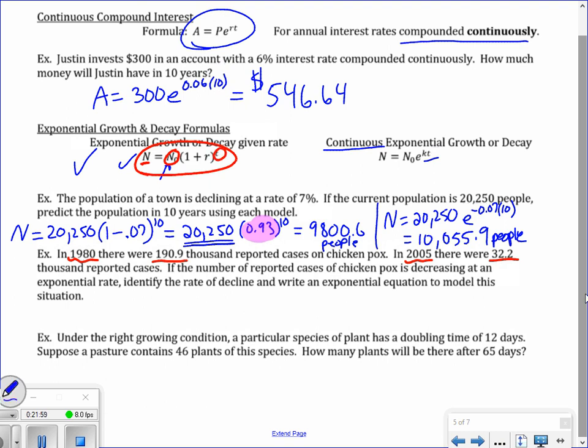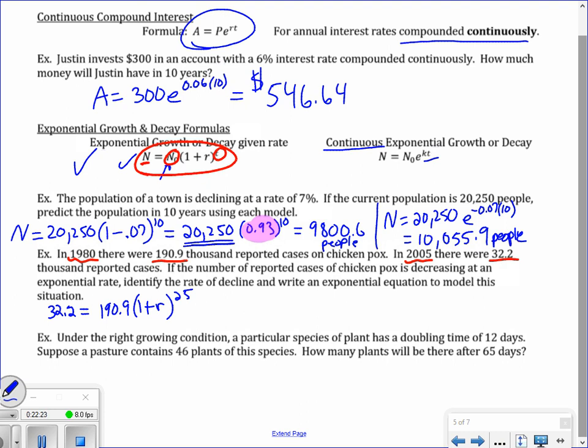Okay, so let's do it. So my amount I ended up with is 32.2. That goes there. I started with 190.9 thousand. I have 1 plus R, I do not know. And then on the top part, it took 25 years was my time. Okay, so I'm going to divide both sides by the 190.9.